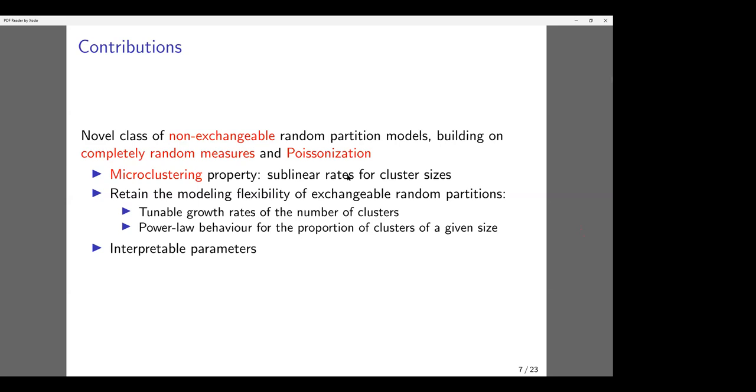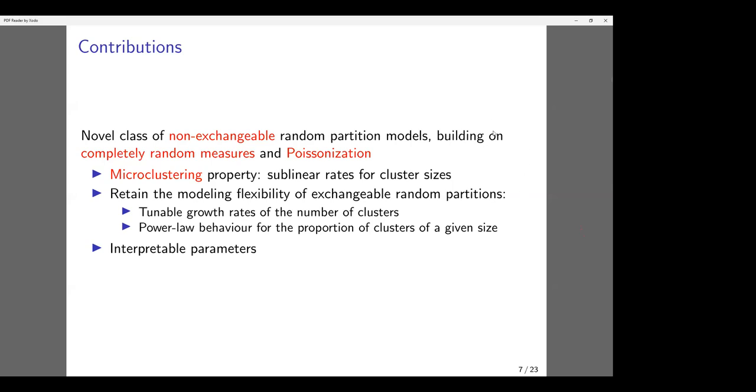So m_nj, the size of the clusters, increases at the little o of n. I want to build a model with such a property, and I also want to retain at the same time the modeling flexibility of exchangeable random partitions. I want to be able to derive the growth rate of the number of clusters and potentially obtain a similar power law behavior for the proportion of clusters of a given size. And I would like to do that via a set of interpretable parameters that can be related to the different properties that I'm capturing here.